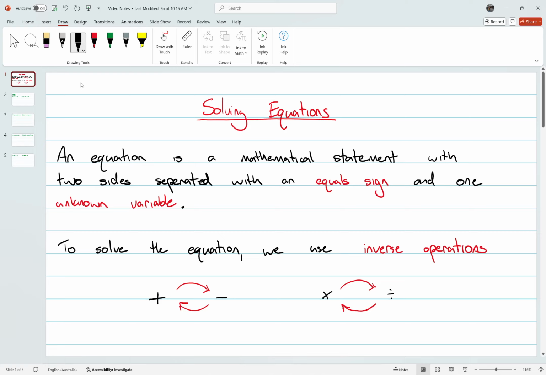To solve that equation, we use what we call the inverse operations. Basically, we want to move things from one side to the other side until we have that unknown variable by itself, where the other side of the equation that's left over is our answer, is the solution. To do that, if we have a plus, the opposite of plus is minus, so we would subtract that thing to the other side, and conversely, if it was a minus, we would add it to the other side. Same with multiplication and division.